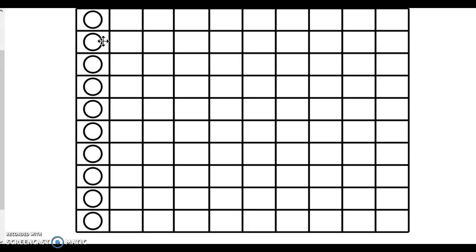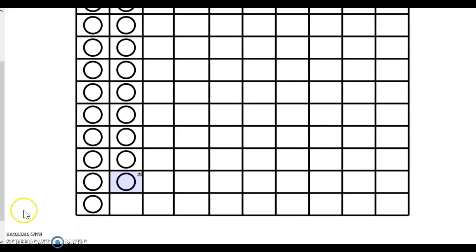Now let's try another one. Let's do 10 plus 9. So we have our 10. Now we're going to draw our 9 extra ones. So let's do that. Great. So now we can see that we have our 10 and our 9 extra ones.